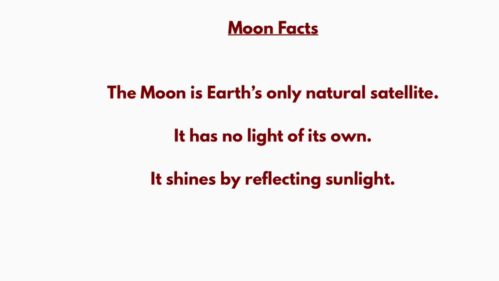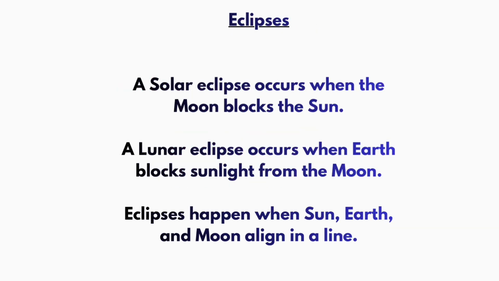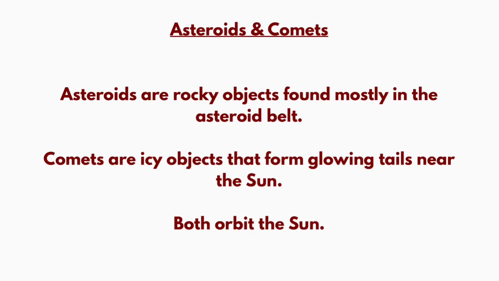We will talk about eclipses now. Eclipses occur when one celestial body blocks the light of another. So solar eclipse occurs when the moon comes between the sun and the Earth. The sun is partly or fully hidden. Lunar eclipse occurs when Earth comes between the sun and the moon. Earth's shadow falls on the moon. So we can say eclipses happen when the sun, Earth and moon come in a straight line.